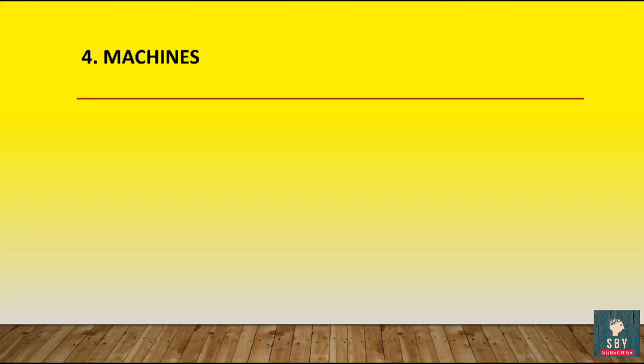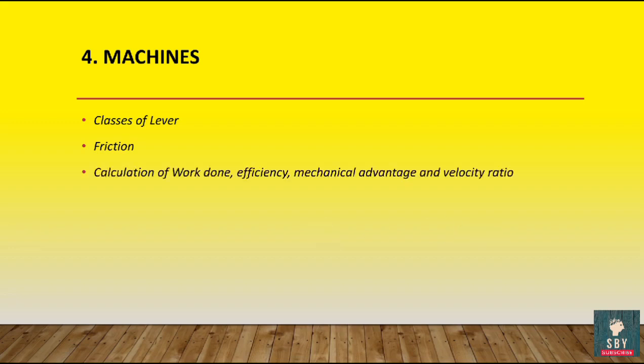Now my fourth topic is machines. Know the classes of lever and then know their examples. We have the first class lever, the second class lever, and the third class lever. So what's the first class lever? You know that the first class lever has a pivot in the middle. The second class lever has a load in the middle. Then the third class lever has an effort in the middle. Know examples of all these classes of levers. Friction. What is friction? What's the relationship between friction and efficiency? When does the efficiency of a machine increase and when does the efficiency of a machine decrease? So this is very important.